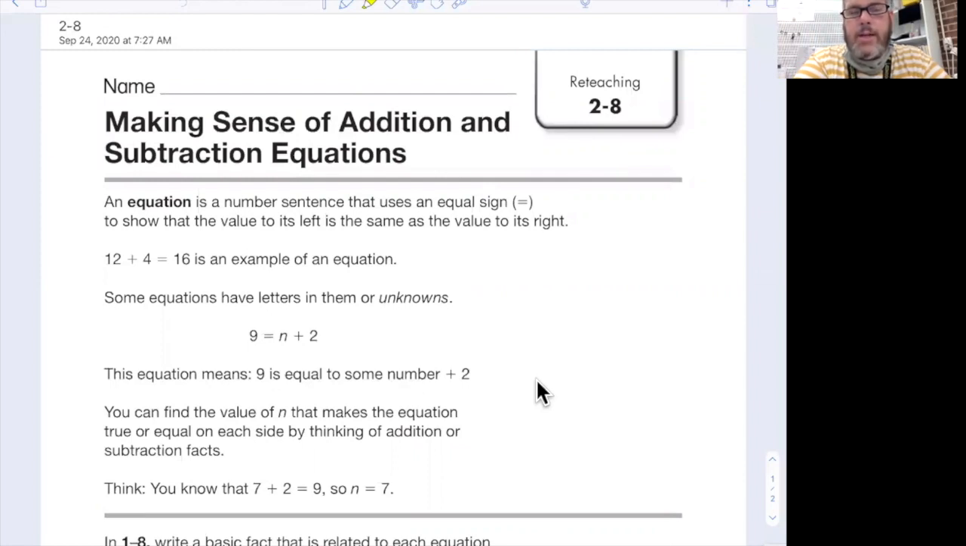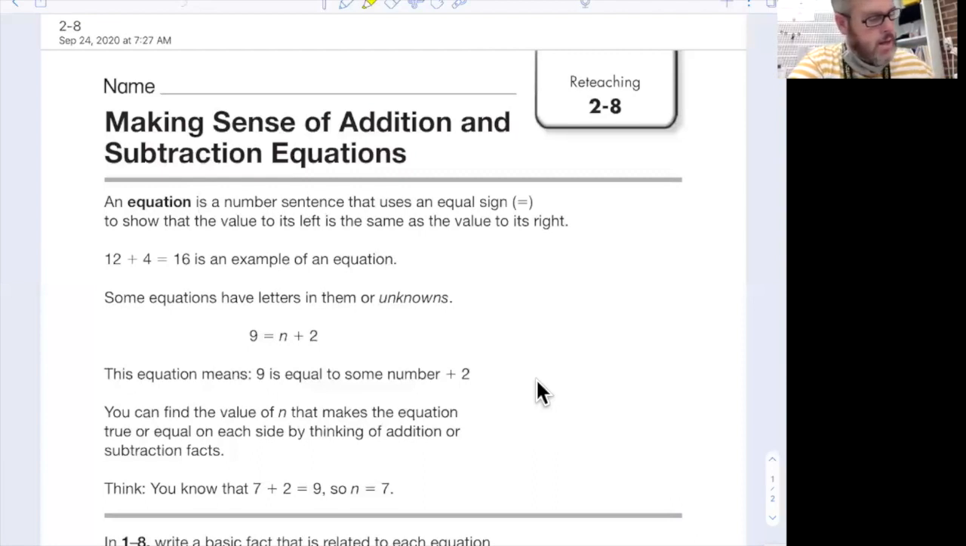As it states here in our reteaching topic 2, lesson 8 page, make sure you find and get that and have it in front of you. We're going to go through this together. It's the reteach topic 2, lesson 8, and this is making sense of addition and subtraction equations.